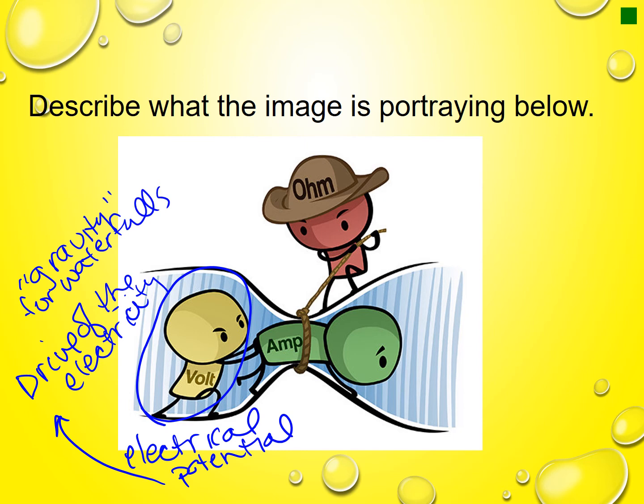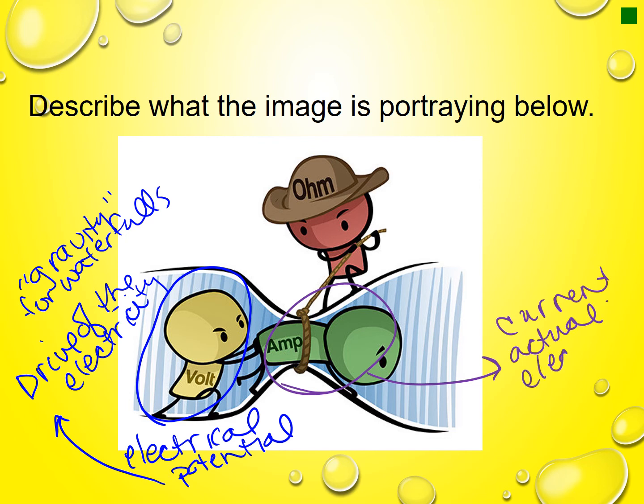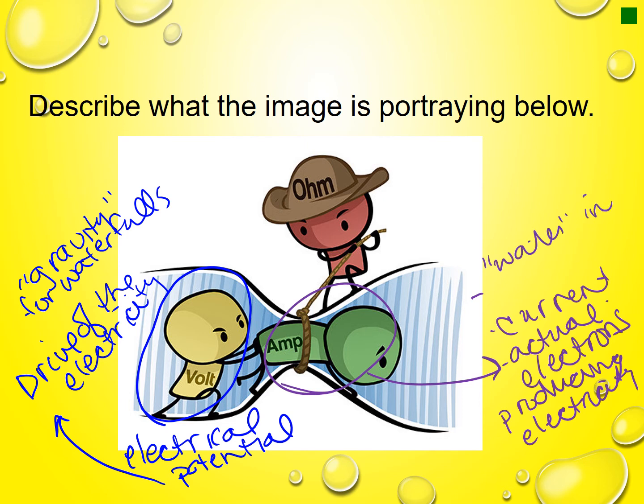Your amps, this guy, represents your current, which are your actual electrons. They're the things trying to move, producing the electricity. And I would say that these are like the water in waterfalls.